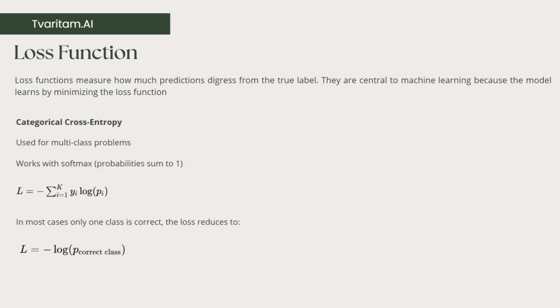When it comes to multi-class classification problems, we use categorical cross entropy. It works with softmax where probabilities sum up to 1, and in most cases, when only one class is correct, the loss function reduces to this, because this yi for all the classes which have 0 will automatically make them null. So to understand a little bit more, let us assume that we have a 3-class classification problem A, B, C, and in this particular case the true label is B, and when we one hot encode the target, it is 1 for B and the other values are 0.